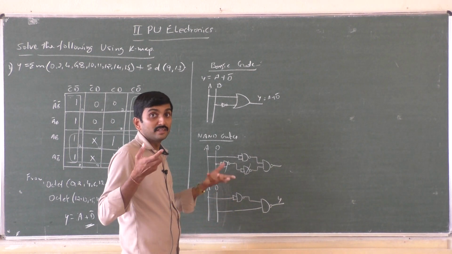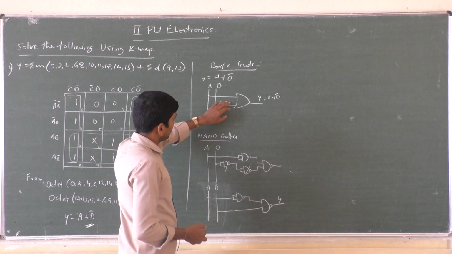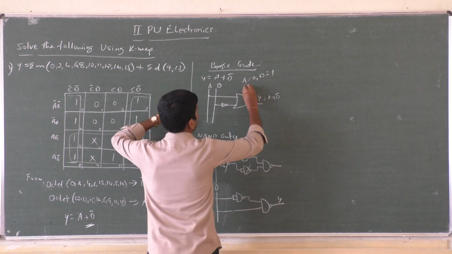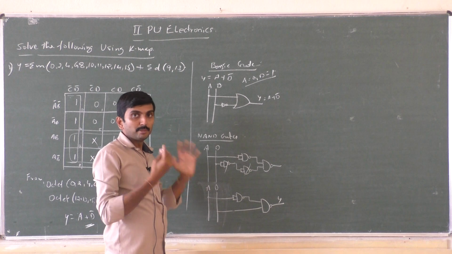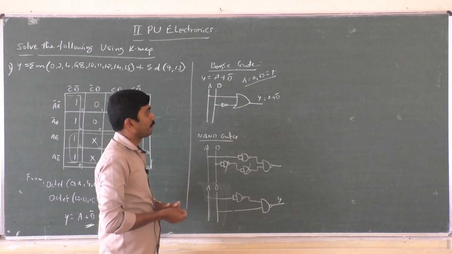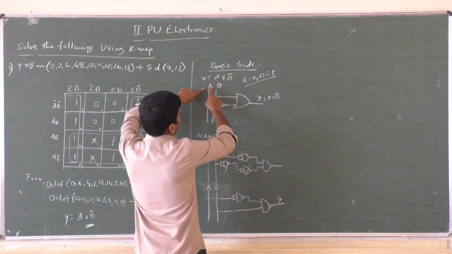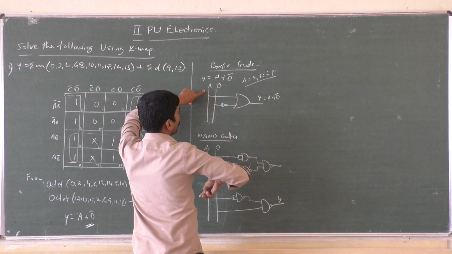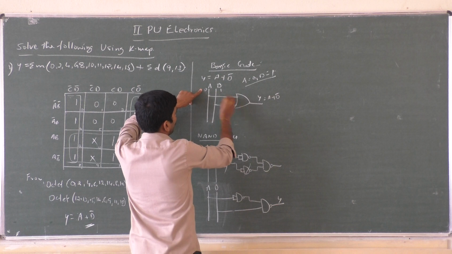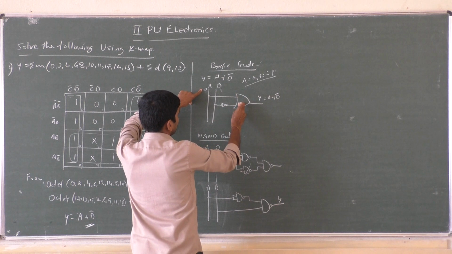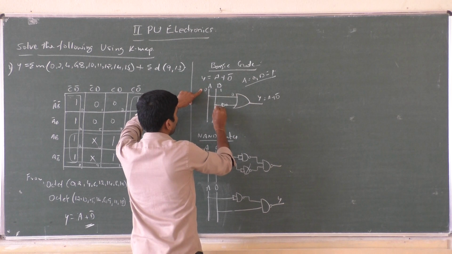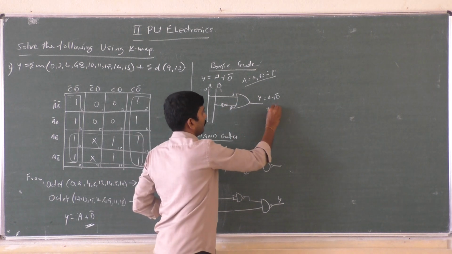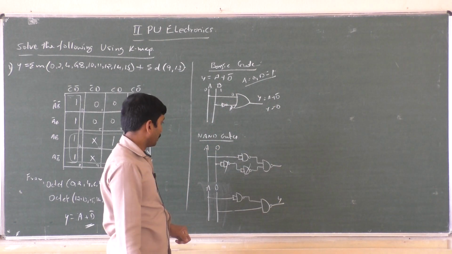Equivalent means both are giving the same type of outputs. See, just see an example here. If A equal to 0 and D equal to 1, this is the input condition. For the same input conditions, both circuits should give the same type of outputs, right? Then only we can say it is an equivalent circuit. When A equal to 0 and D equal to 1, this is 0 and this is 1. What are the inputs for this OR gate? Here it is 0 and D is 1, therefore here it is 1. After completion it is 0. So why we got 0? Output is 0.